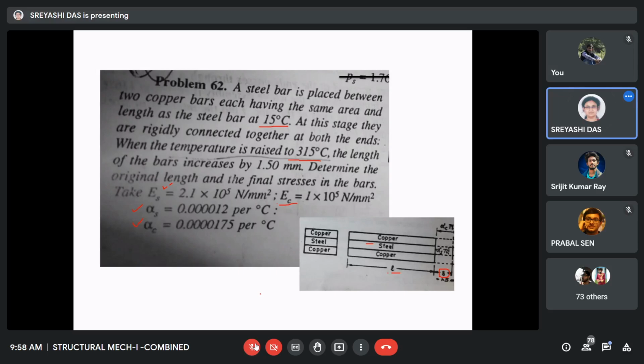So from here we see that the coefficient of expansion for steel is less than that of copper. So which one will increase more? Copper will increase more. The copper part will increase more than the steel part. So as the copper part will increase more, what is the type of stress that is coming in the copper and steel?